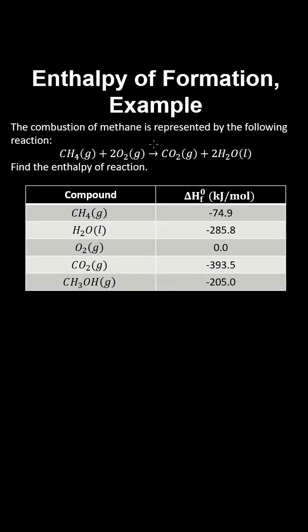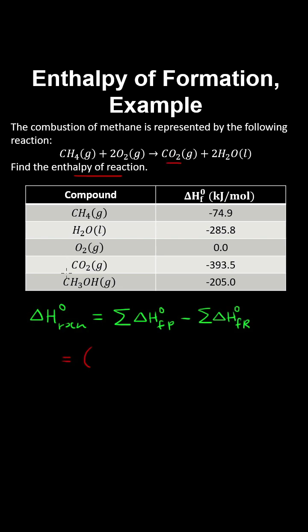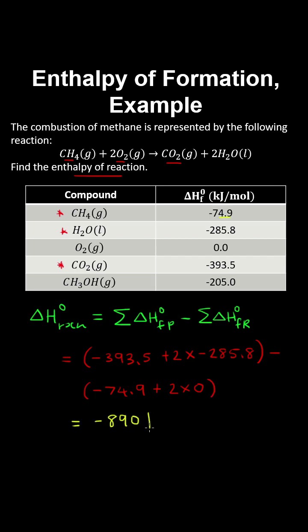The combustion of methane is represented by the following reaction. Find the enthalpy of reaction. Assuming standard conditions, it is equal to the sum of the enthalpies of formation of the products minus the sum of the enthalpies of formation of the reactants. So for the products, we have 1 CO2 plus 2 H2O, and for the reactants, we have methane, and the enthalpy of formation of oxygen is 0, because it exists naturally as a gas under standard conditions. We obtain 890 kilojoules per mole. And this is similar to the result we obtained using bond enthalpies. And this is the same as the enthalpy of combustion of methane, because we have the combustion of 1 mole of methane.